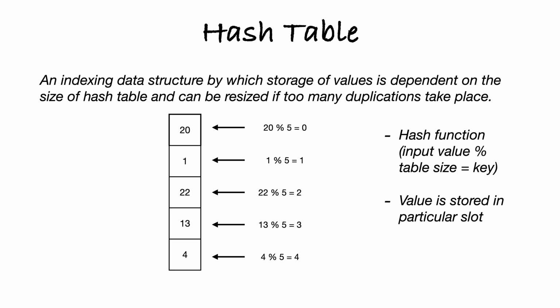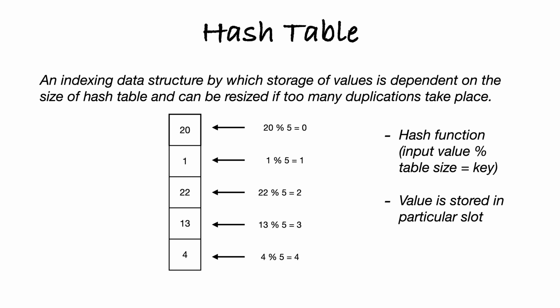Now finally, the hash table. A hash table is an indexing data structure whereby the value storage is dependent on the size of the hash table and it can be resized if too many duplications potentially take place. So a couple of points mentioned on the right here are the hash function, whereby the input value followed by the modulo operator and table size provides the key. And the key is essential to storing the value.